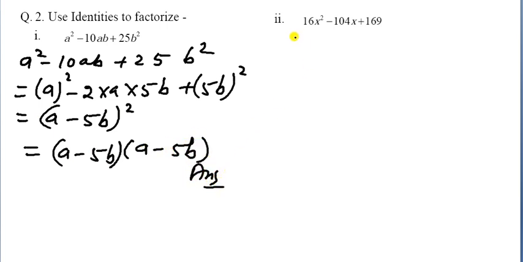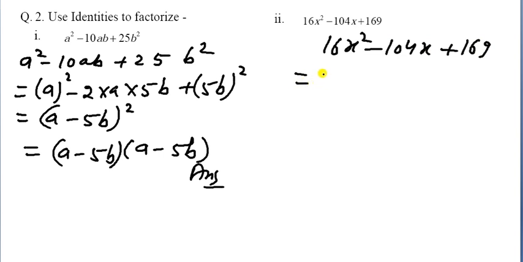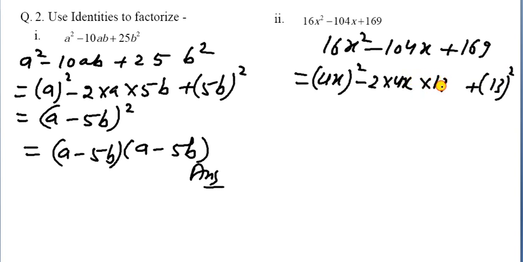Let us see the second part of this question, it is 16x square minus 104x plus 169. So let us see, it is (4x) whole square and minus 2 into 4x, and what about this? It is 13 whole square. So you have to write here 13. So you can check here whether it is 104 or not. 2 4s are 8 and 13 8s are 104. So it is correct.